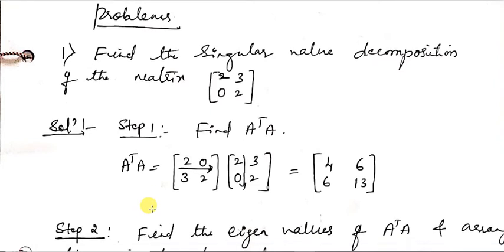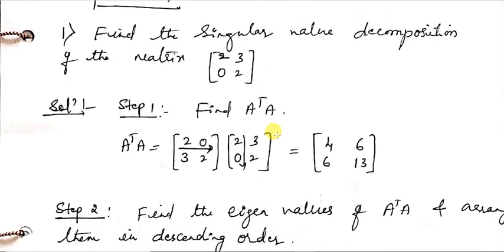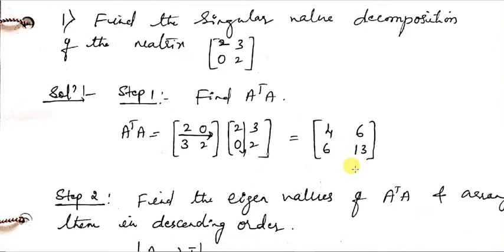In the very first step, let us find the matrix A transpose A. A transpose A is given by transpose of A. We have to transpose the given matrix A by interchanging the rows and columns into the matrix A. Then finding the product, we get the matrix A transpose A as 4 6 6 13.